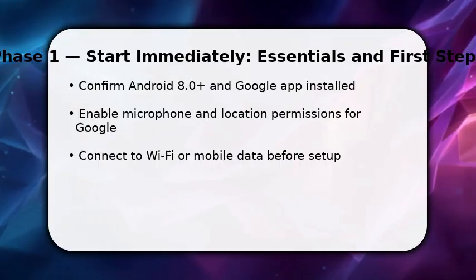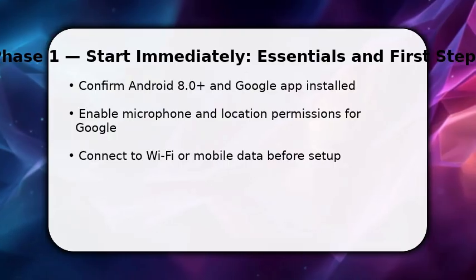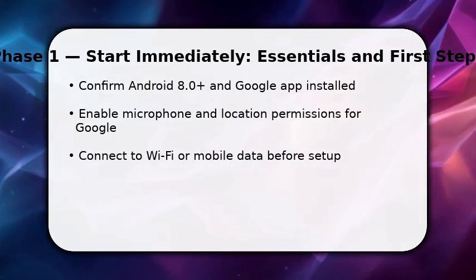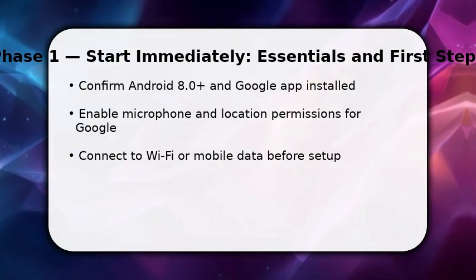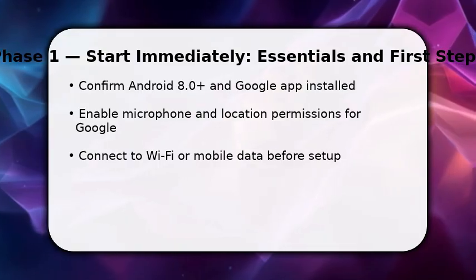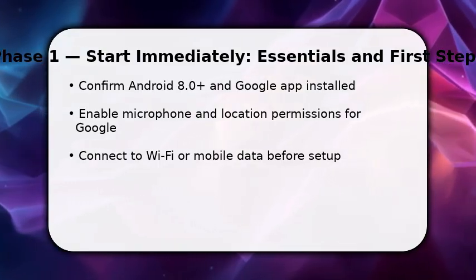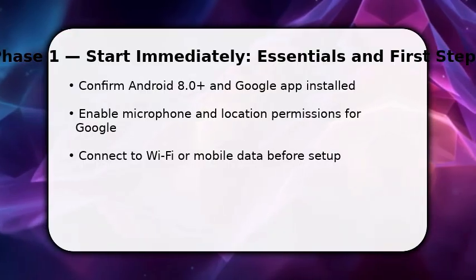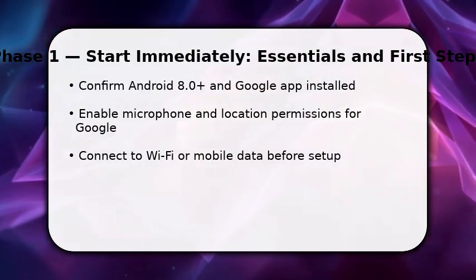You start by confirming prerequisites. Android 8.0 or later, Google app installed and working internet. Now open the Google app, tap More, then Settings, and choose Google Assistant to begin. Grant microphone and location permissions when prompted. This lets Assistant hear you and give contextual answers.